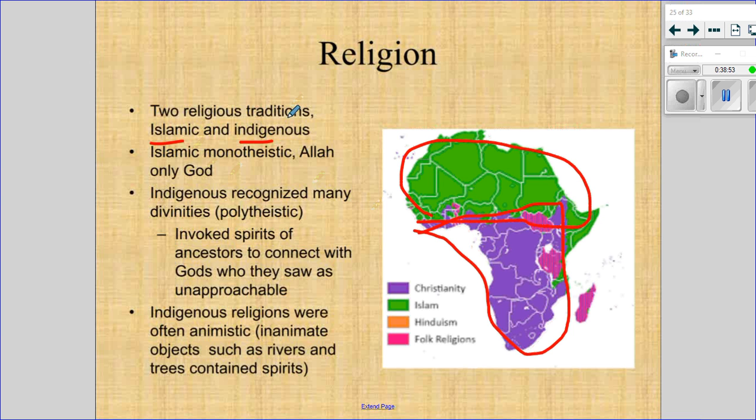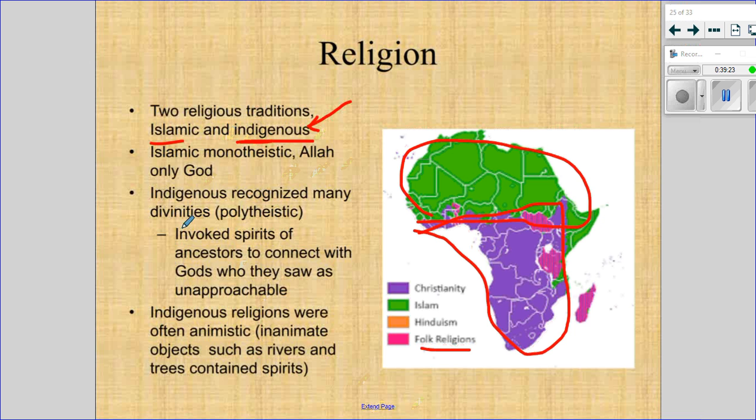You're always going to find parts of the indigenous religions nuanced into those larger, what we call universalizing religions. So Christianity and Islam are universalizing religions. They seek to spread and seek converts, whereas folk religions or indigenous religions are smaller, they tend to be ethnic, and they don't really seek converts. Well, guess what? Christianity and Islam in Africa are going to have aspects of indigenous religions within them.